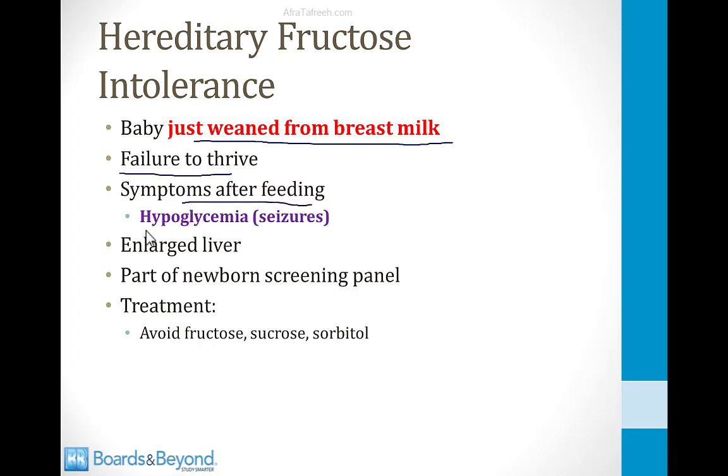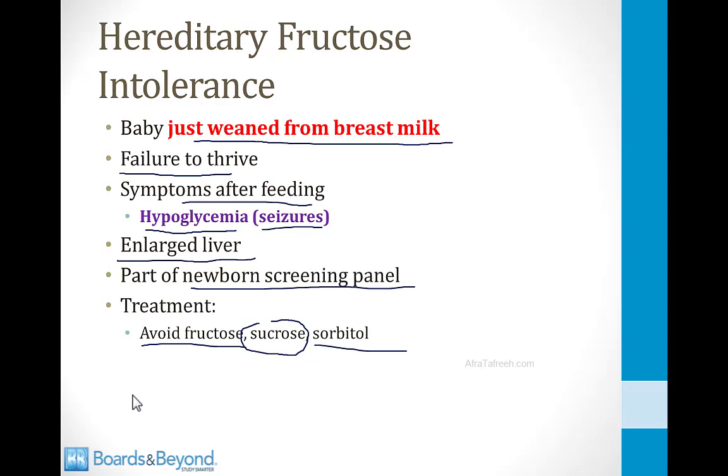This is because the baby is getting hypoglycemic after feeding because all of the ATP inside of the liver is tied up in fructose 1-phosphate. You may even see seizures from the low blood sugar level. There's often an enlarged liver, and you'll almost never see this in actual clinical practice because newborns are always screened for this condition so that if it's present, the baby can be treated before they develop any symptoms. The treatment is to avoid fructose, obviously, and also sucrose, which contains fructose. And then finally, they need to avoid sorbitol.